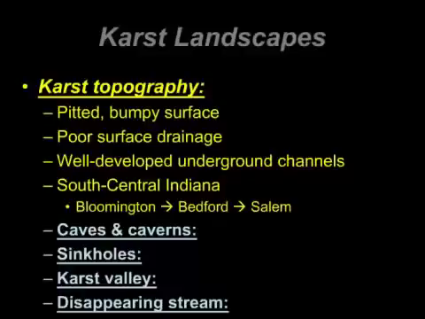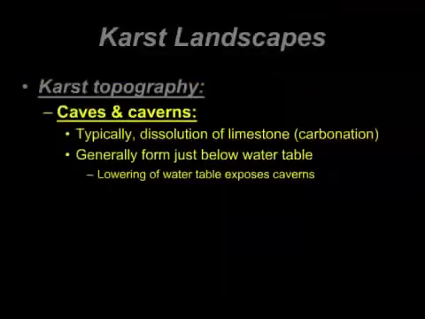Four key landforms created from karst topography are caves and caverns, sinkholes, karst valleys, and disappearing streams, all of which I'm going to talk about right now. Here's the area of south central Indiana where you find karst topography. And so we do have these rivers that come through and dissect this karst topography area. But the key idea here is this is where you have limestone very close to the surface. And so these landforms I'm getting ready to mention, you're going to find them within this circle here.